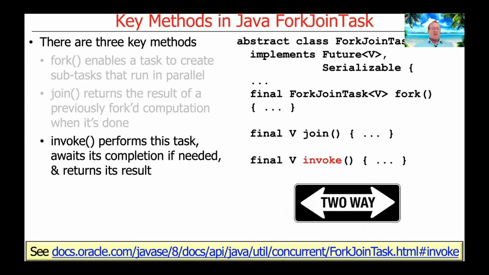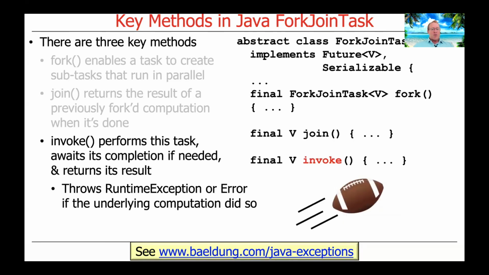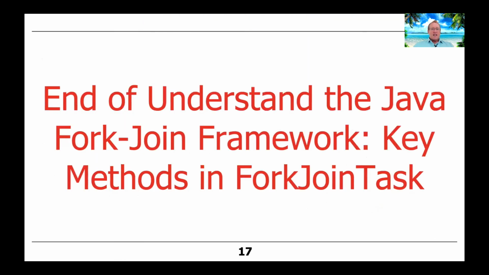Then finally, there's another method called invoke, which is sort of equivalent in some sense to the invoke method on ForkJoinPool. What the invoke method on ForkJoinTask does is it performs the task, awaits its completion if needed, and returns the result. So it's essentially a two-way call, which, as you might imagine, under the hood calls fork and join to do its thing. It can also throw some exceptions. It'll throw a runtime exception or an error if the computations that are occurring under the hood happen to do so as well. So that's the end of some of the key methods in ForkJoinTask.